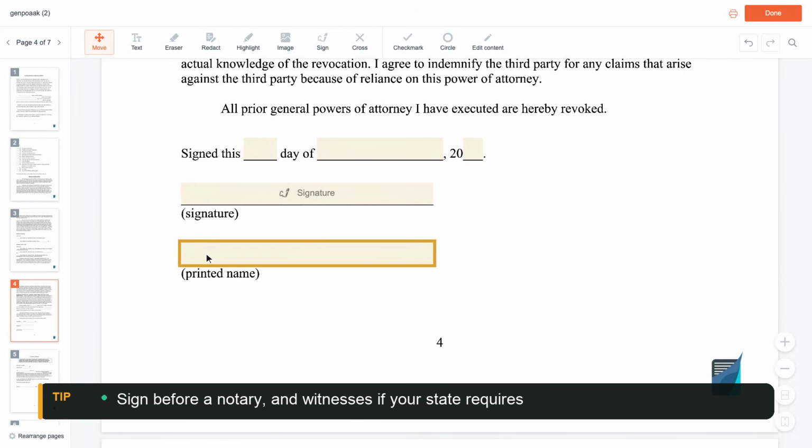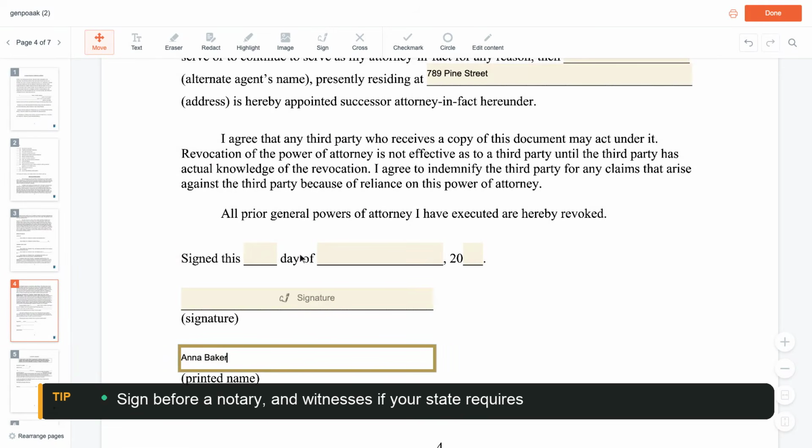Finally, print your name and date it. Sign it the way your state requires. We'll cover those exact rules in the recap. Then give a copy to your agent and to anyone they'll deal with, like your bank.